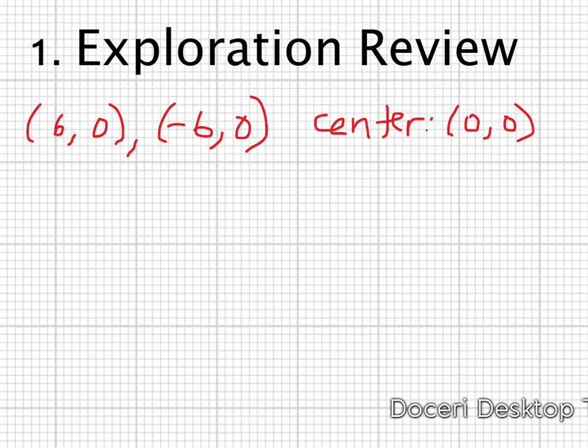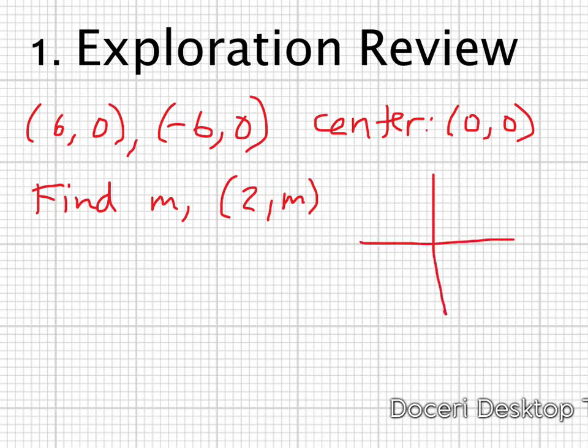The next question, rather, was to find the possible values of m in the point (2, m), which is on the circle. Now there are two possible values because if you draw a line straight down, if you have this specific circle, actually let's draw a circle. That would work.